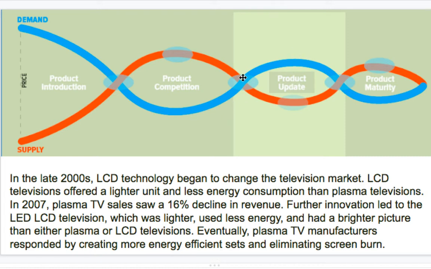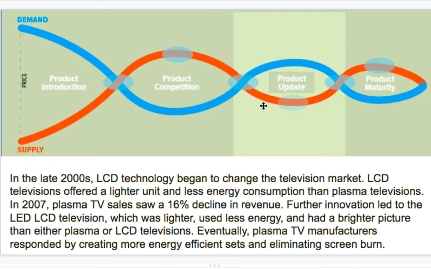So when you look at the top of the curve, the demand is again higher than the actual supply. If the prices dropped significantly, looking at Black Friday prices, we were able to make the plasma television cheaper and therefore create more market demand for that product. And again, at the bottom, in the late 2000s, LCD technology began to change the television market.